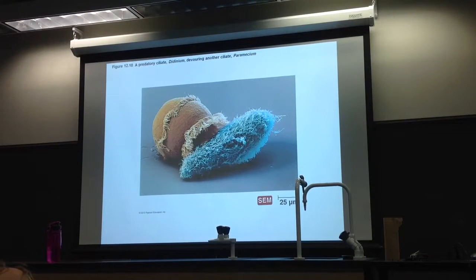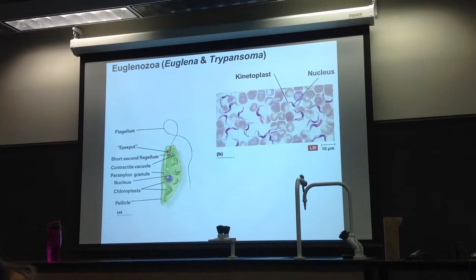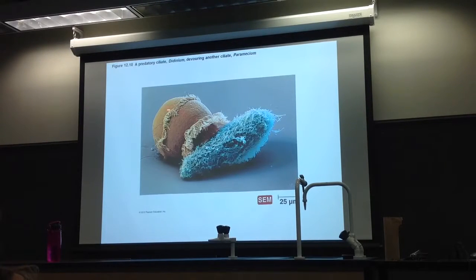Now, I'm not going to hold you to these. I think it's pretty cool. These are both ciliates. They're protozoans that move by cilia. Makes sense? So back up. These guys move by what? Flagella. And these guys move by cilia.